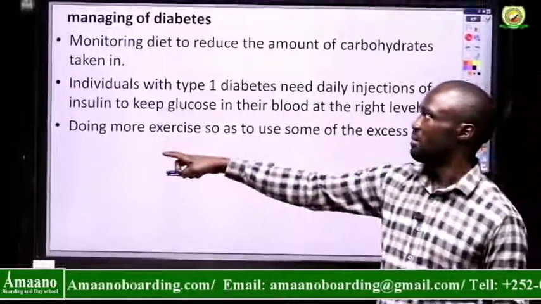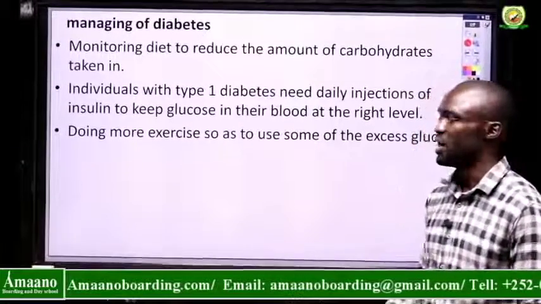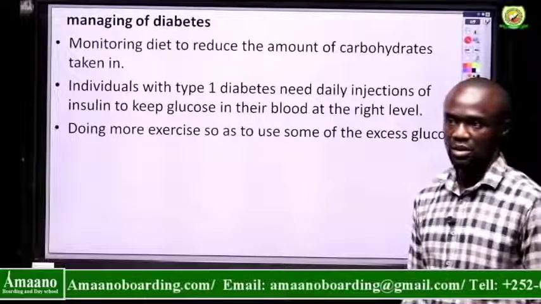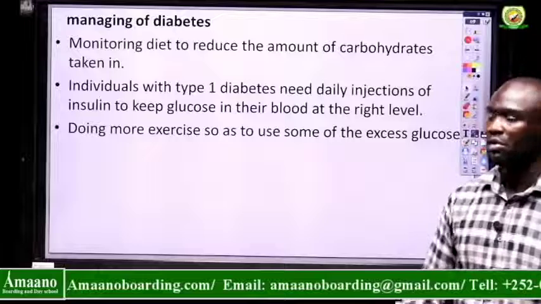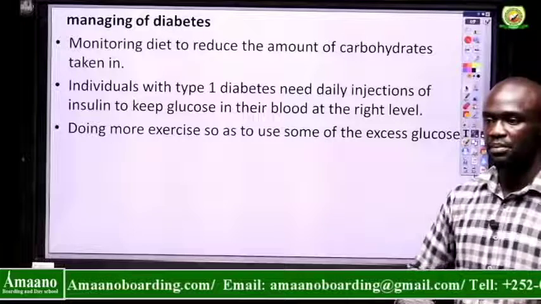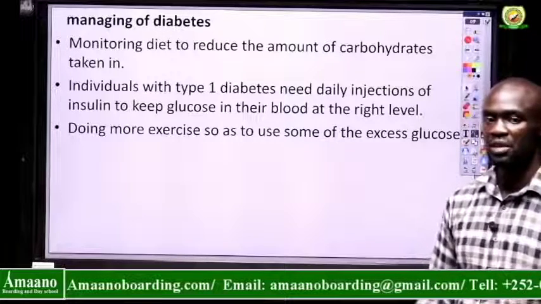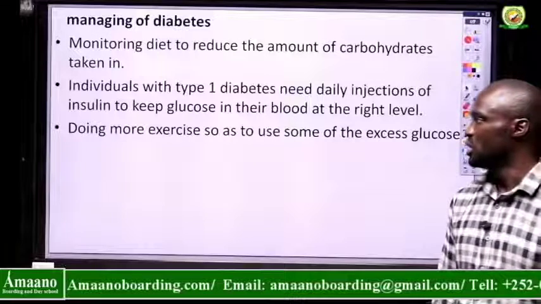The third way we can manage diabetes, we can do more exercise. You know that as you do more exercise, you are using a lot of carbohydrates. So it helps you to keep the glucose level in your body low.